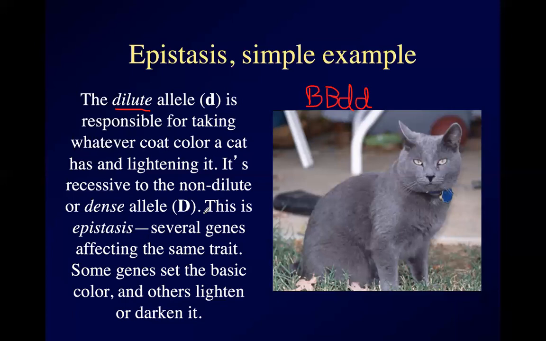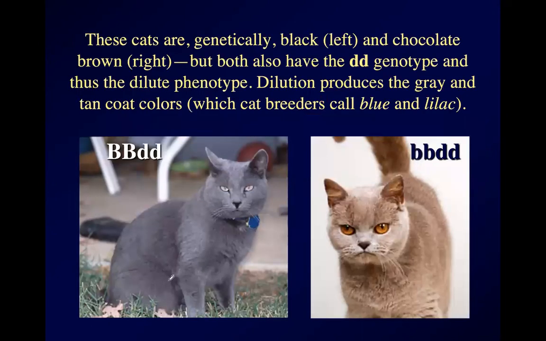That's epistasis. There's no gene for gray fur color in cats. There is a gene for black fur color and a gene for make the color lighter. And that's how you get a gray cat. And that's epistasis, several genes acting together to affect the same trait.